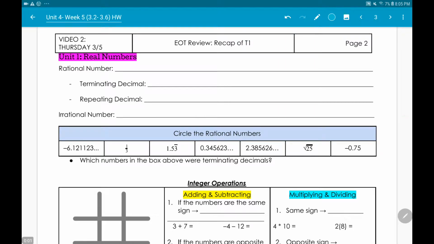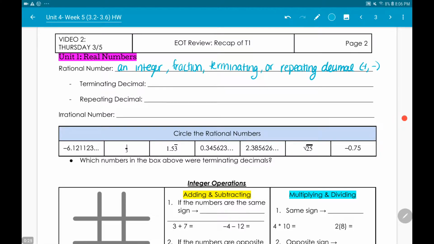All right, guys, here we are into our trimester review. We're going to start with trimester 1, then move into trimester 2 tomorrow, and both trimesters will be on your exam. So starting off with unit 1, real numbers, we are going to define rational numbers, terminating and repeating decimals, and irrational numbers.